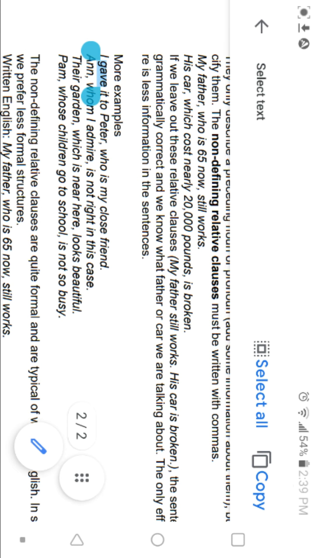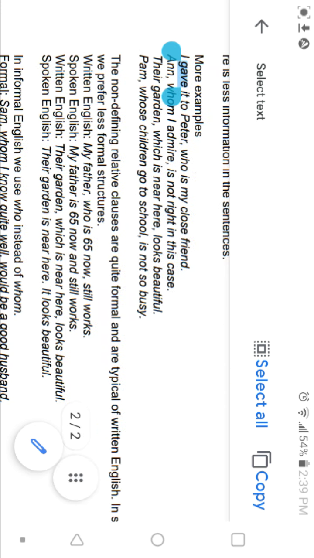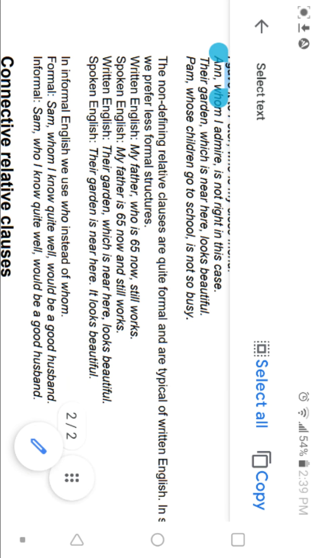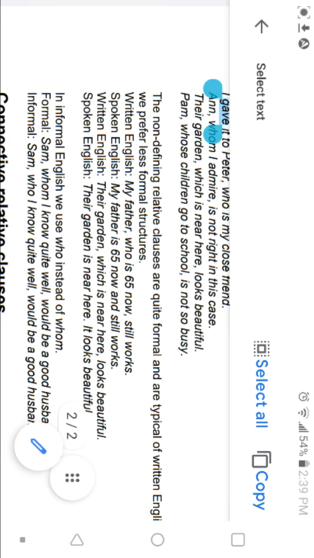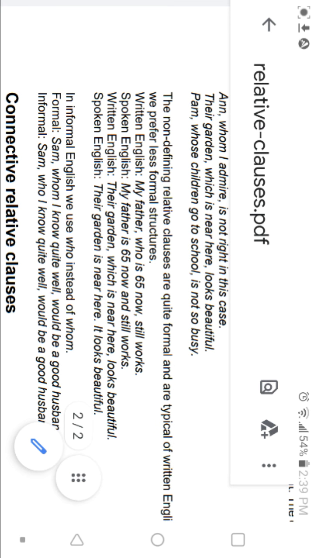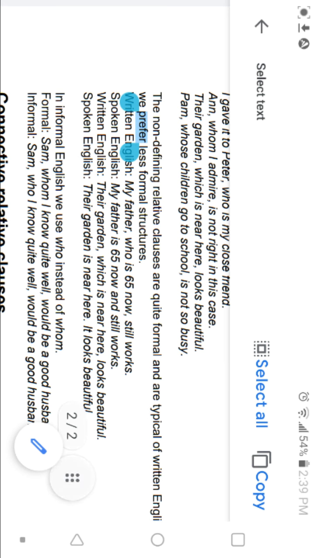Look at this example as well. I gave it to Peter, who is my close friend. We know Peter specifically. Non-defining relative clauses are quite formal and are typical of written English. In spoken English, we prefer less formal forms. More examples: My father, who is 65 now, still works. Their garden, which is near here, looks beautiful.